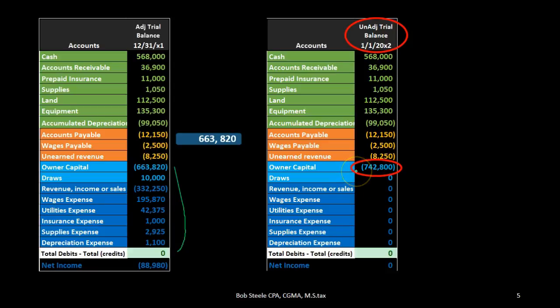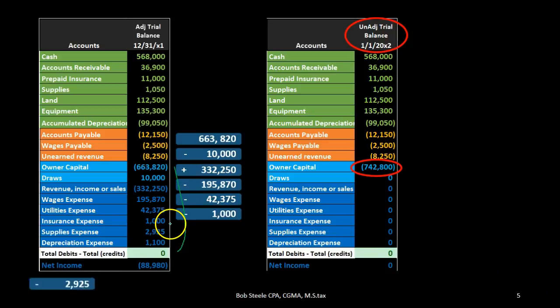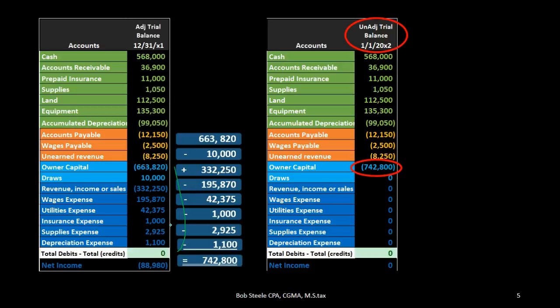We can say, how did we get to this 742,800? Well, we're going to take the credit. I'm going to do it in plus and minus rather than debits and credits. We're going to say it's the amount in the capital minus the draws plus the revenue minus the expense, minus the expense, minus the expense, minus the expense. And that will give us the amount of the $742,800. That's what we need in the capital account represented in the equity section after we close out everything else. In essence, we closed out all the temporary accounts and plugged all those numbers into the one number of owner's capital.